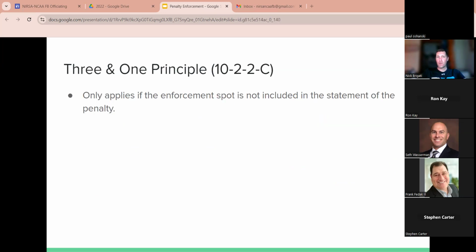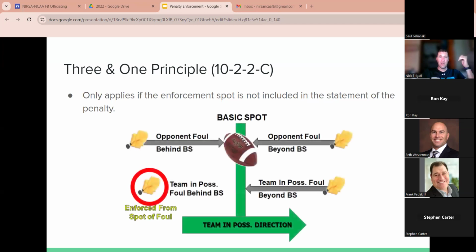So I mentioned the 3-and-1 principle before. It only applies for us if the enforcement spot is not included in the statement of the penalty. There are plenty of fouls for which the enforcement spot is included in the statement of the penalty. And obviously we have to do what the rule book says. But in all the other cases, if it's a foul by the opponent, either beyond or behind the basic spot, we enforce the penalty from the basic spot.